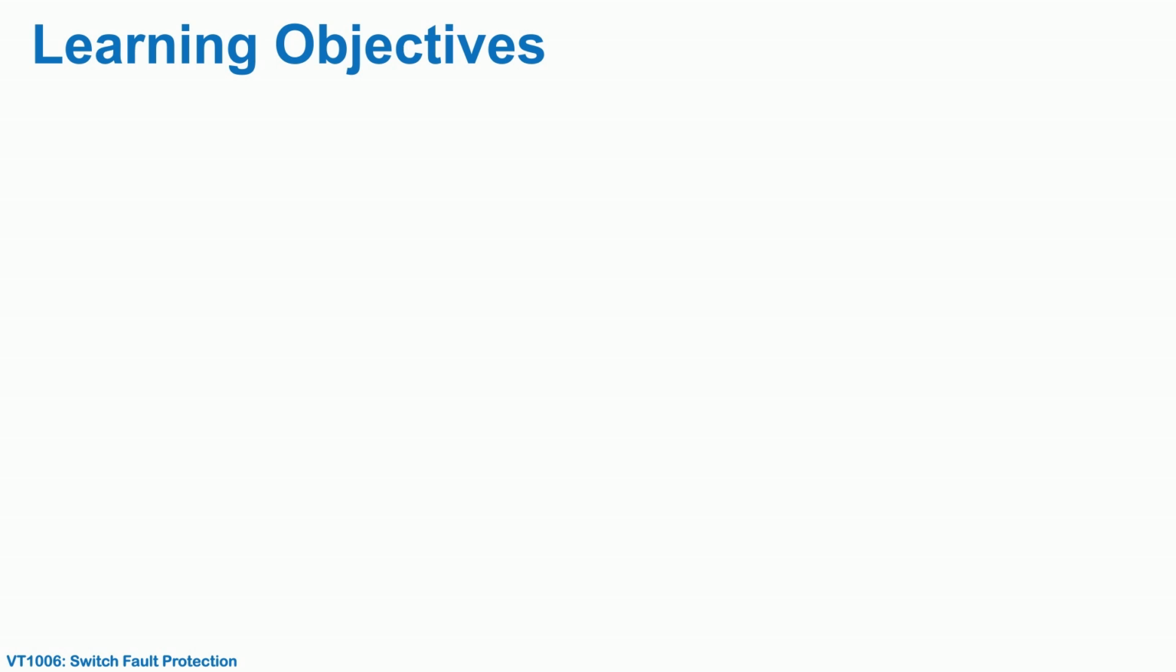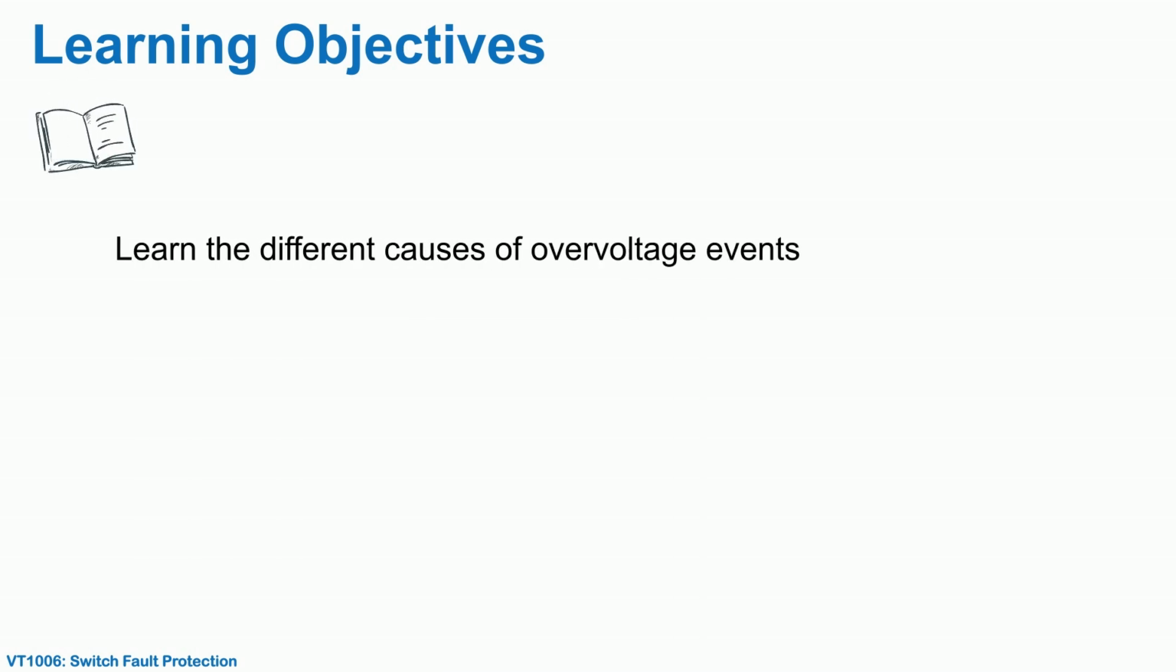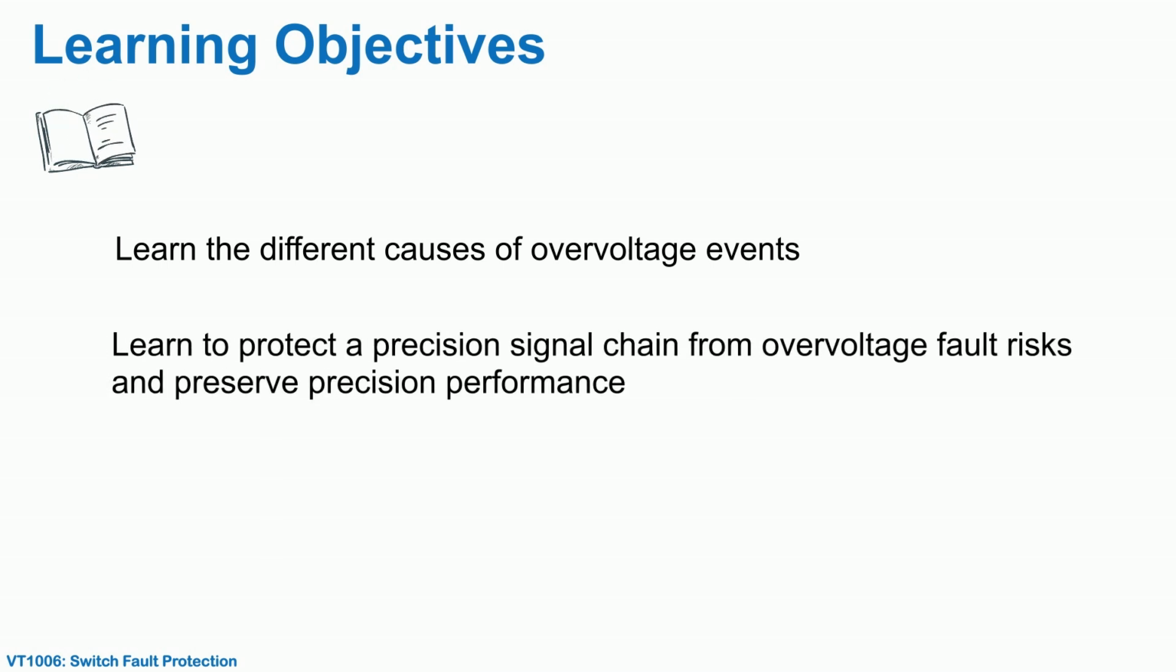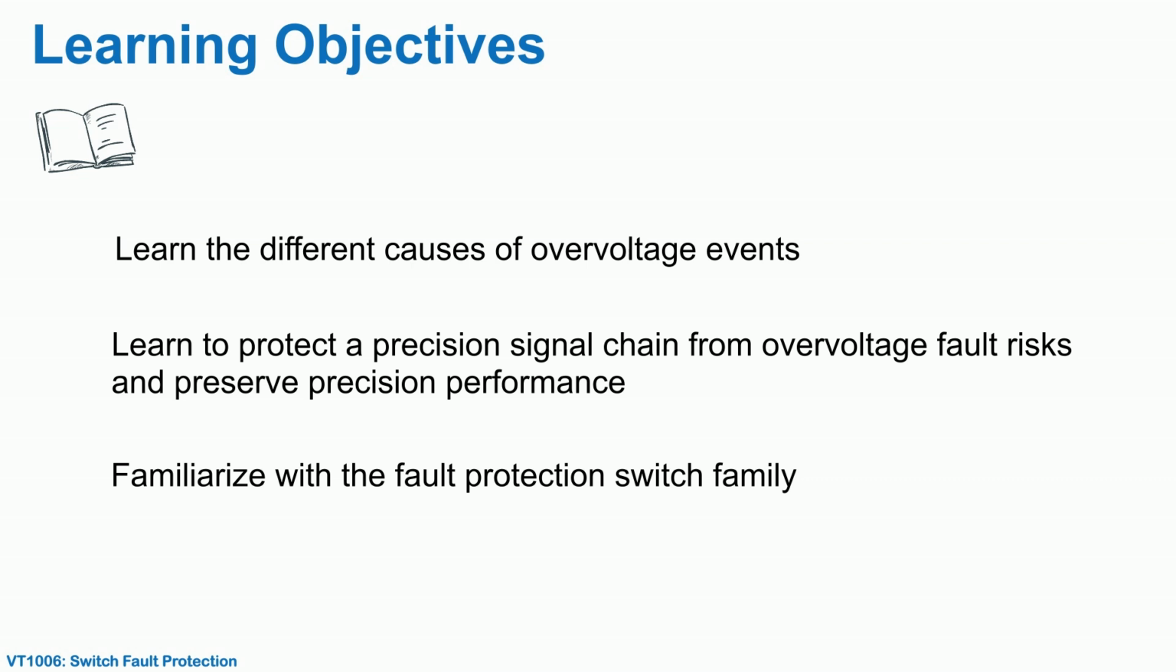In this video, our learning objectives are the following. First, understanding the different causes of overvoltage events. Second, learning how to protect a precision signal chain from overvoltage fault risks while preserving precision performance. Last, familiarizing yourself with the fault protection switch family.